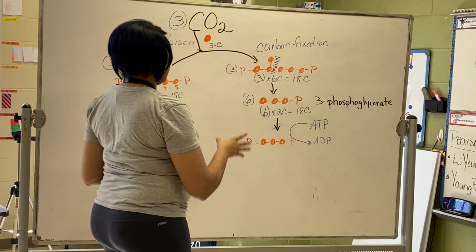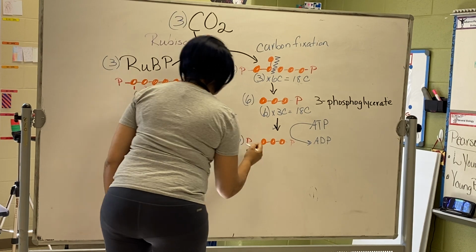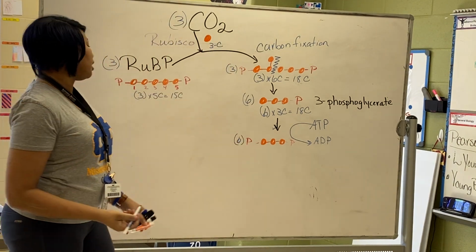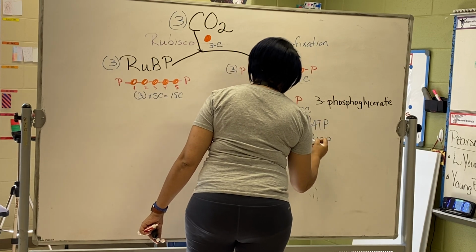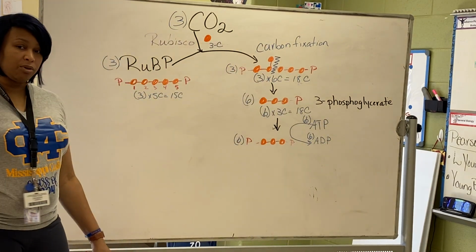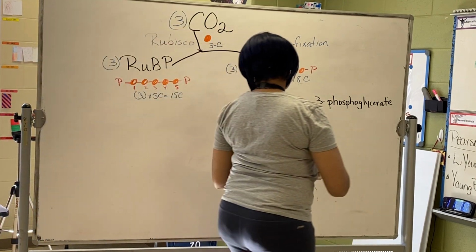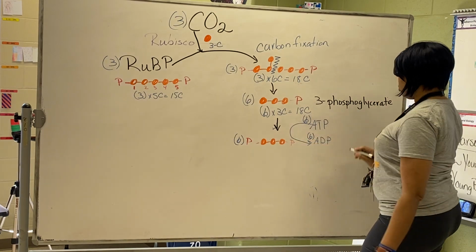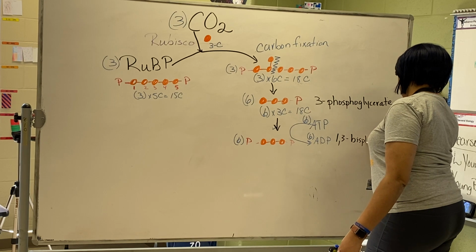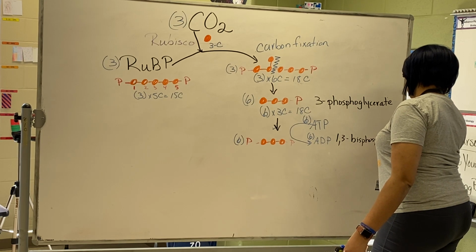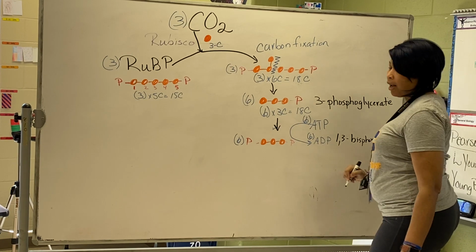this compound that has a phosphate on both ends. So now I have 6 of these compounds that have phosphates on both ends because it's going to take 6 ATPs to do this. I need 6 phosphate groups, so it's going to take 6 ATPs. The name of this compound, now that I've added a phosphate group to the number 1 carbon, is 1,3-bisphosphoglycerate. Okay?